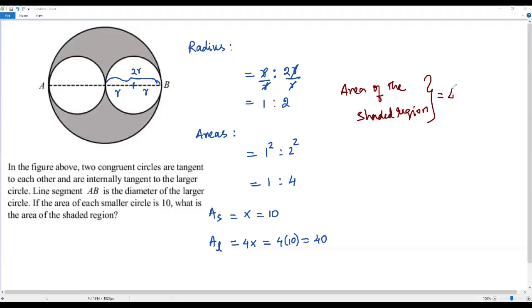Area of the larger circle is 40. Now let's get the areas of the two smaller circles. Area of one smaller circle is 10. To get the areas of the two smaller circles, we have to add 10 plus 10. Here 40 minus 10 minus 10 is 20. 40 minus 20 is 20. Therefore, the area of the shaded region is 20 square units.